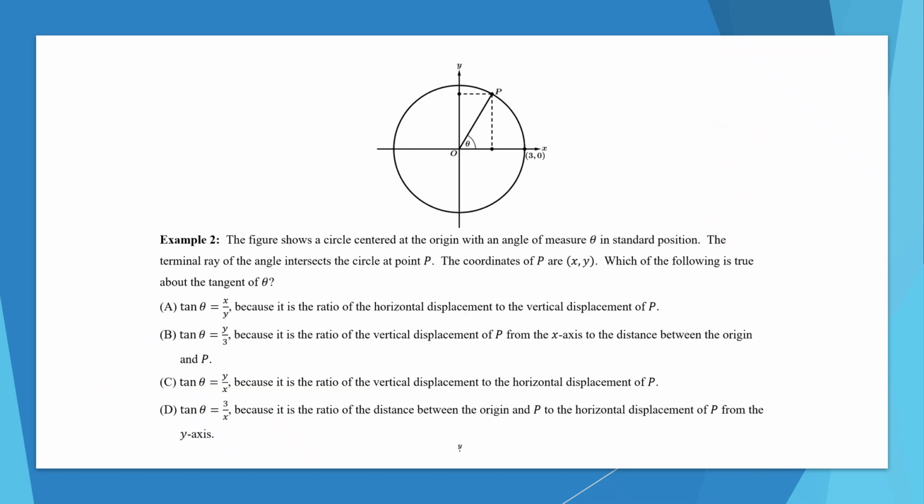All right, example number 2. The figure shows a circle, same setup. The coordinates are x, comma, y. The radius is also 3. Which of the following is true about tangent? And so you'll see a question like this.